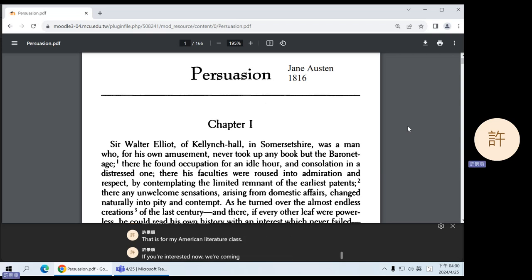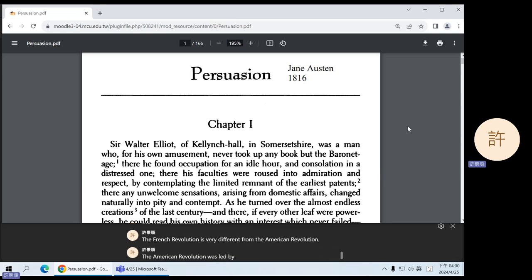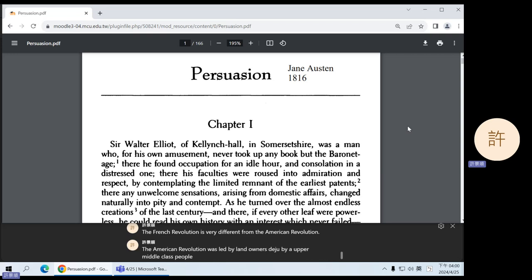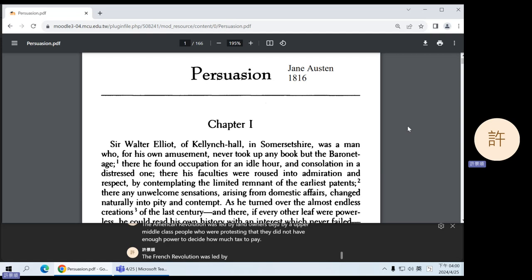Now we're coming back to British history. The other main important event prior to the period of Jane Austen is the French Revolution of 1789. The French Revolution is very different from the American Revolution. The American Revolution was led by landowners, by upper middle class people who were protesting that they did not have enough power to decide how much tax to pay. The French Revolution was led by working people against aristocrats in their own land.